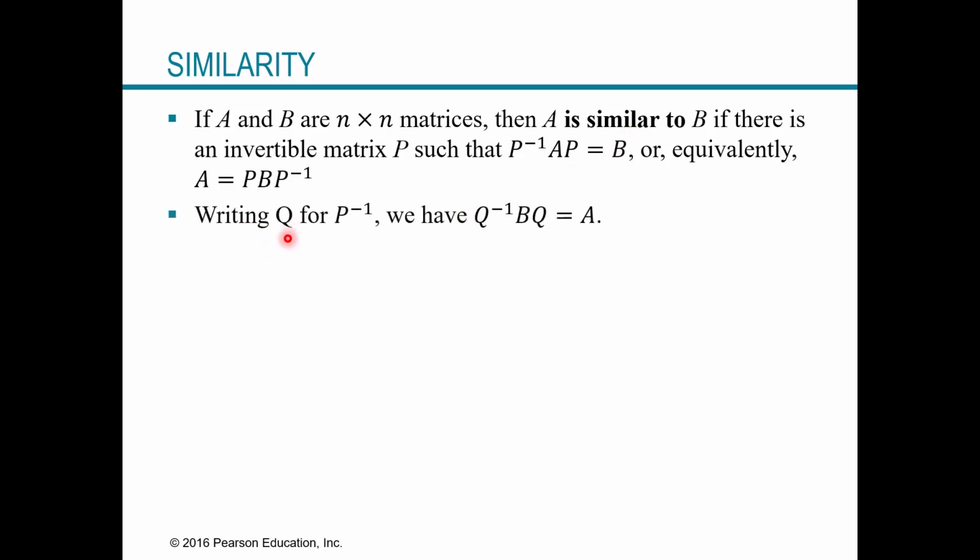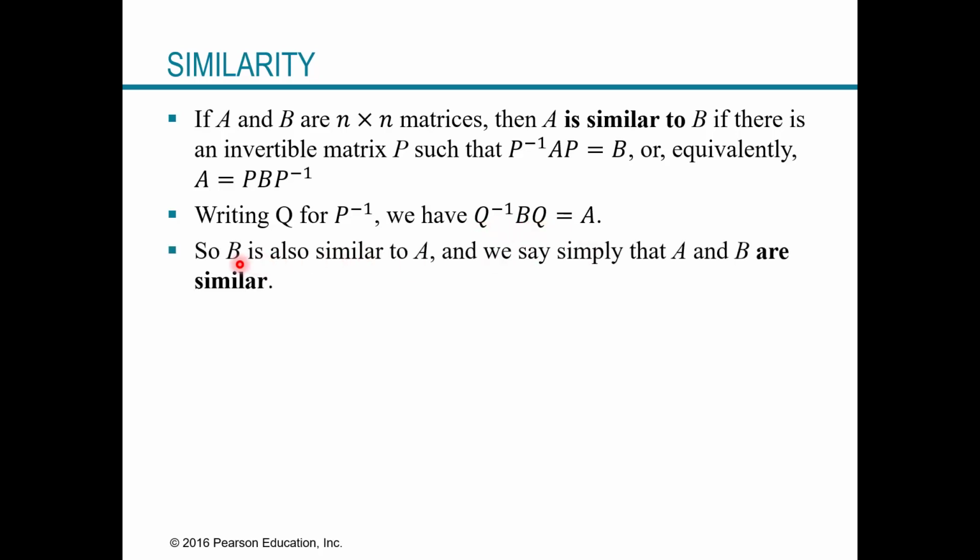Now, let's just say we're going to rewrite this a little bit. Q, we're going to replace P inverse with it. Then what we have is Q inverse times B times Q equals A. And so B is also similar to A. And we just say that they're similar to each other. Okay, this note here is just letting us know that by definition, A was similar to B. And then by doing this little rewrite step, we're saying that B is similar to A. And therefore, they're just similar to each other.